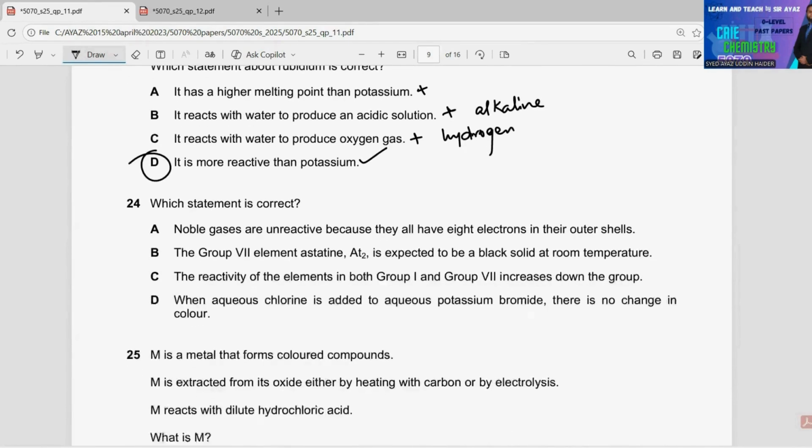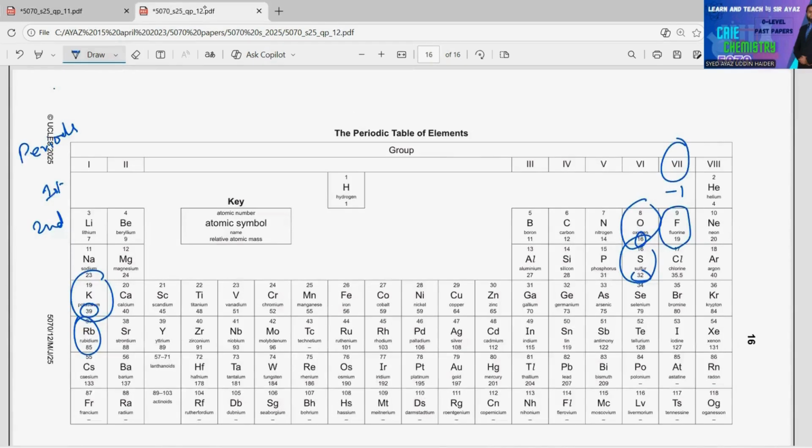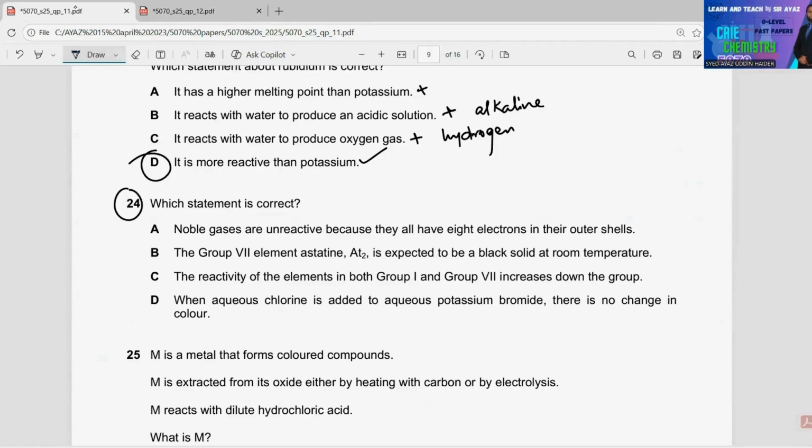Moving to next MCQ. Which statement is correct? Noble gases are unreactive because they all have 8 electrons in their outer shells. Now group 8, they are the noble gases. We have helium, neon, argon, krypton, xenon, radon, oganesson. Now they all do not have 8 valence electrons. The reason is that helium is the only one having 2 valence electrons, or 2 electrons in their outer shell.